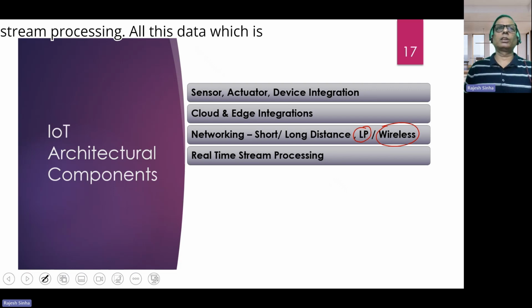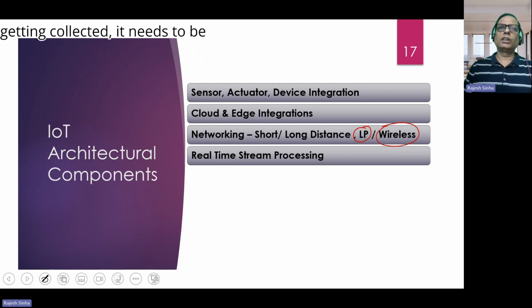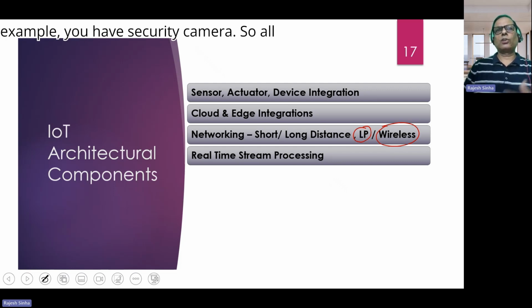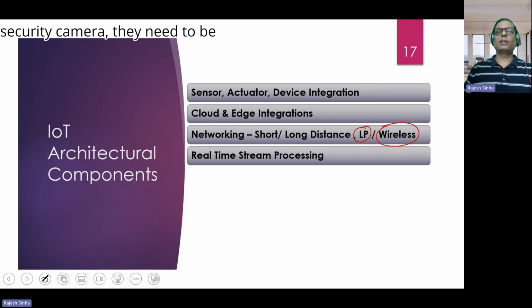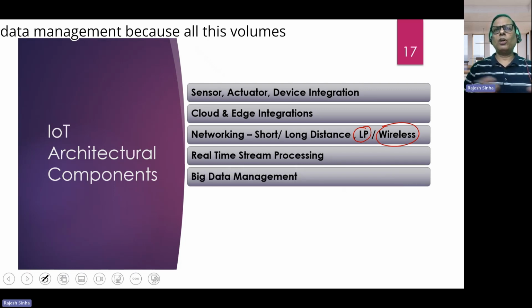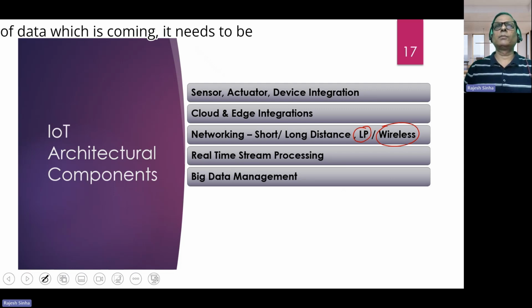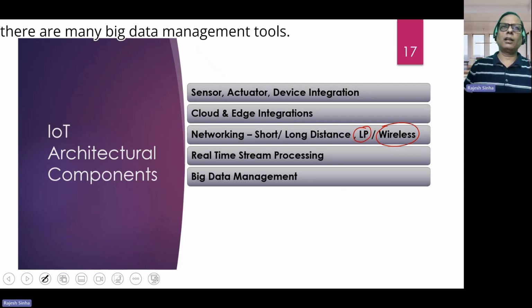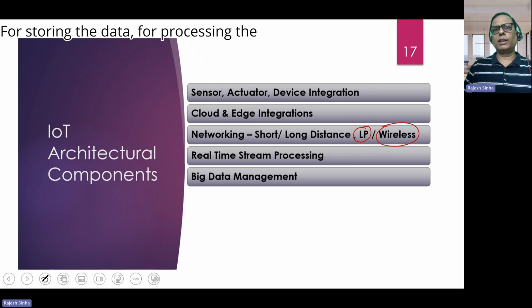Real time stream processing: all this data which is getting collected needs to be processed and monitored in real time. For example, you have a security camera, so all the images and videos coming from the security camera need to be monitored in real time. Any kind of abnormality which is observed, we should get some kind of alert and alarm for it in real time. And then you also have big data management, because all these volumes of data which are coming need to be managed. There are many big data management tools for storing the data, for processing the data, for analyzing the data, and those kinds of technologies are being used to make systems smart.